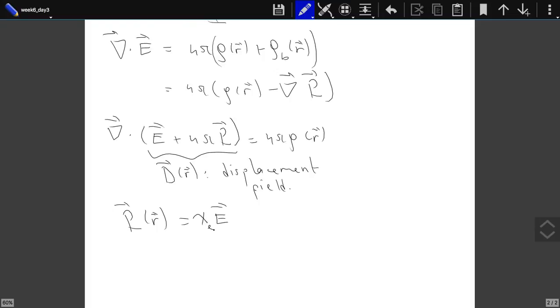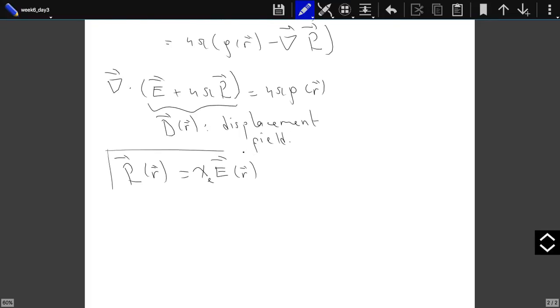Now, of course, you can just imagine this as a kind of a Taylor expansion in terms of the electric field. This polarization will be a function of electric field, and hence you can expand it. And if the electric field is not very strong, you can ignore the higher order terms. If the material is homogeneous, isotropic, then the polarization vector will be in the direction of the electric field, etc.